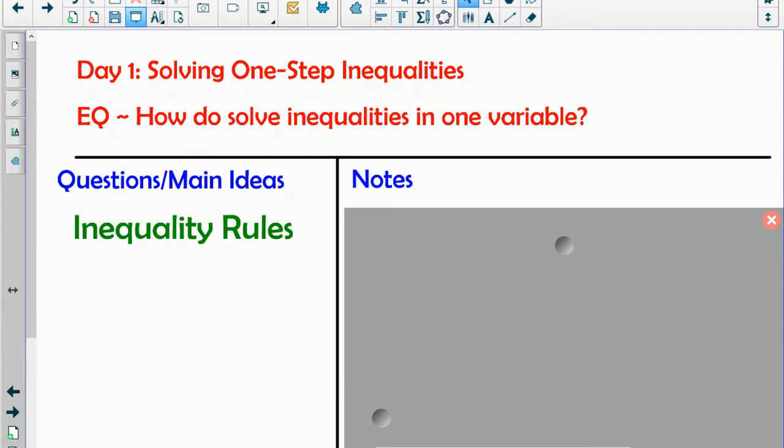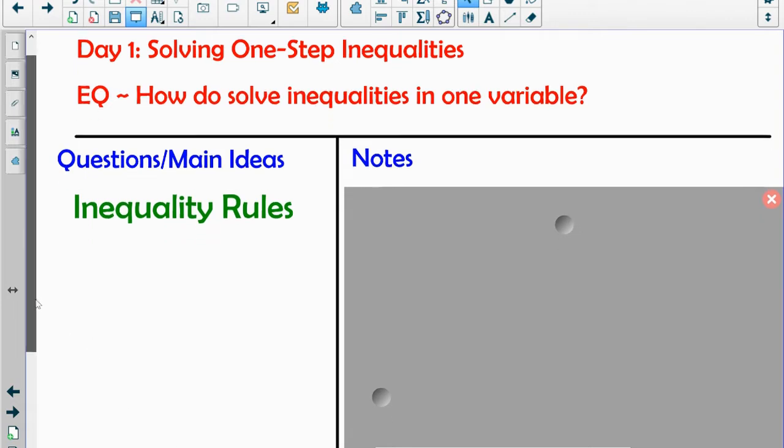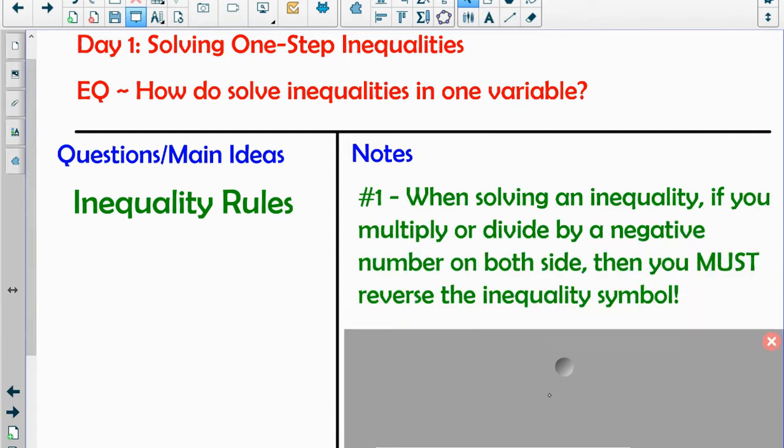All right, now that we've talked about how to graph inequalities in one variable using a number line, let's take a look at solving inequalities. So we want to start with taking a look at some of the rules that we have to follow when we're solving inequalities in one variable. So first, and probably the most important rule, because it's different than solving equations, is that when you solve an inequality, if you multiply or divide by a negative number on both sides, then you must reverse the inequality symbol.